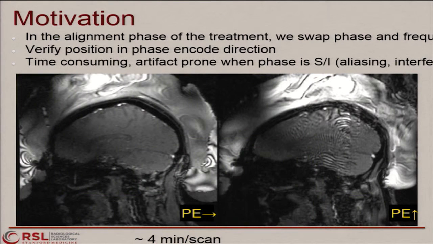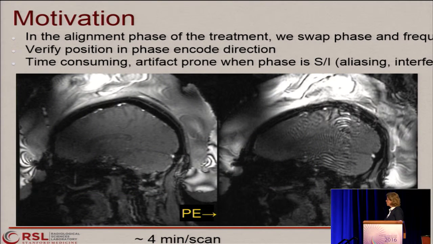Okay, so thank you. In the essential tremor treatment, we usually start out in the alignment phase of the treatment, aligning in the phase encode direction in all three scan planes. We'll align in the phase encode direction, swap phase and frequency, and align in the phase encode direction in the swapped image. This is very time-consuming, doing multiple images swapping phase and frequency. It's about 4 minutes every time we do that extra sonication swapping phase and frequency.